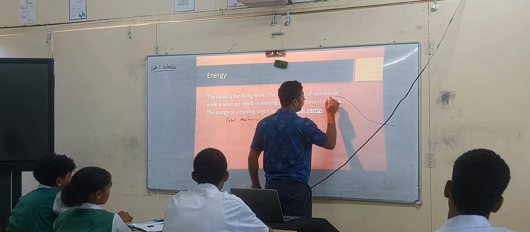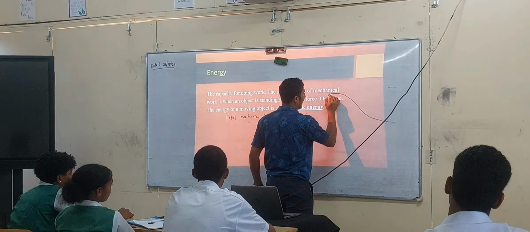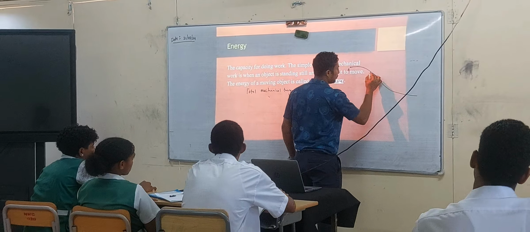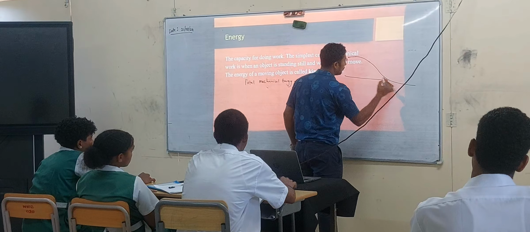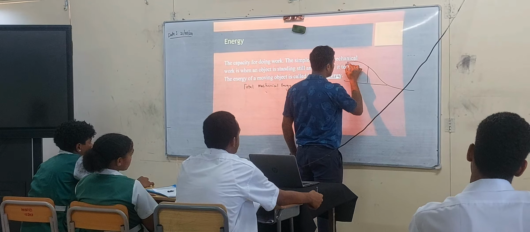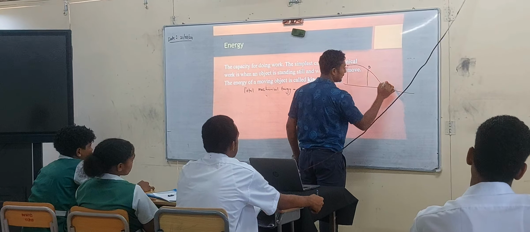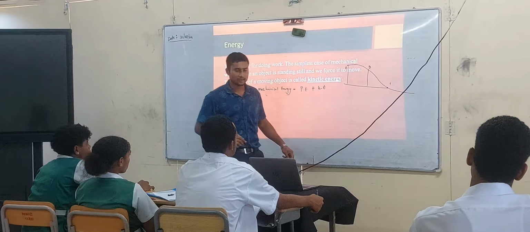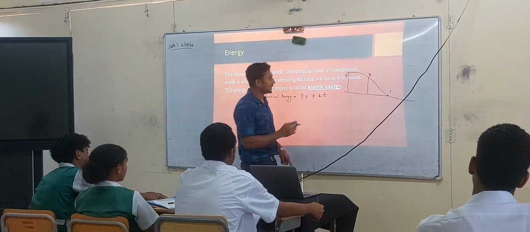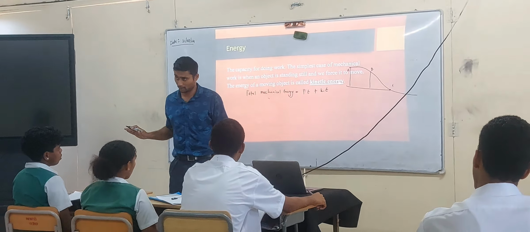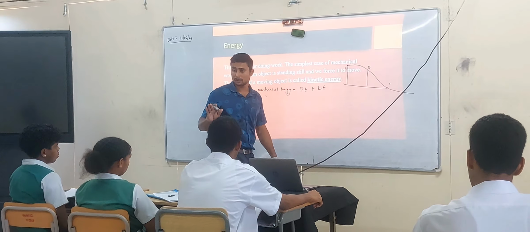Let's say this is point A. This is point B. This is point C. At the moment at point A, the object is at a stationary position. That means it's not moving at all.